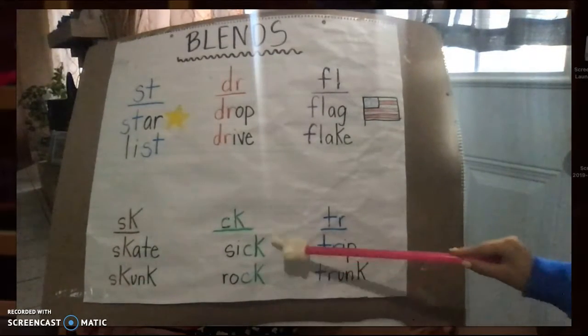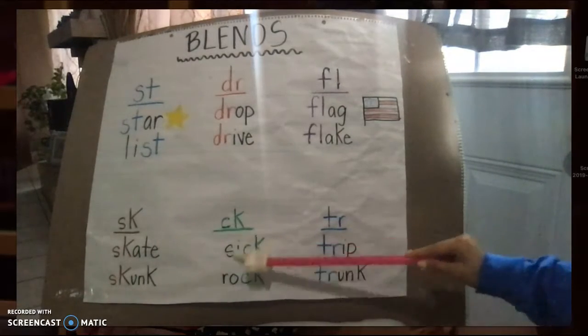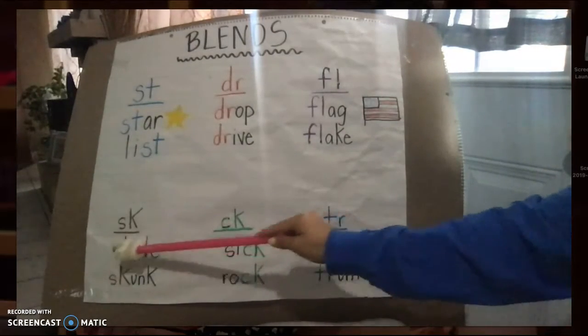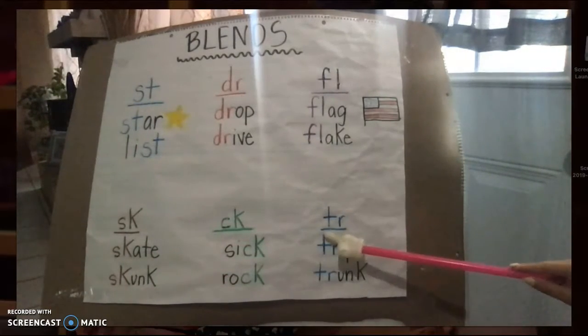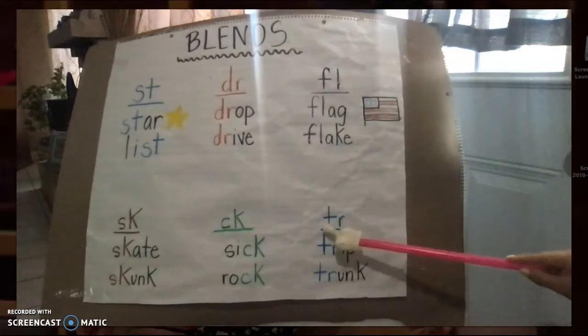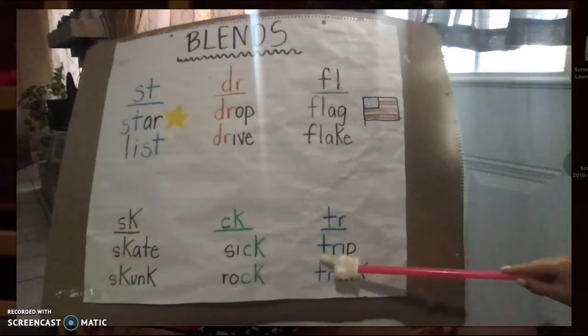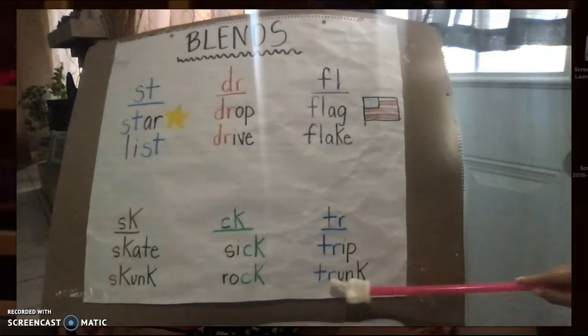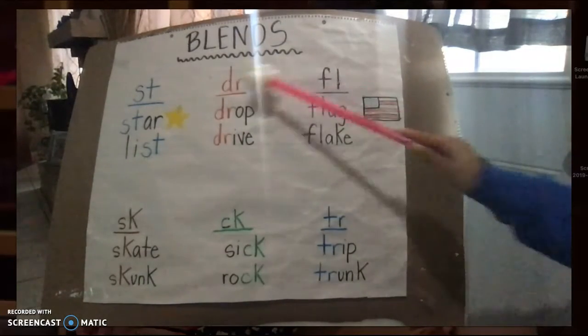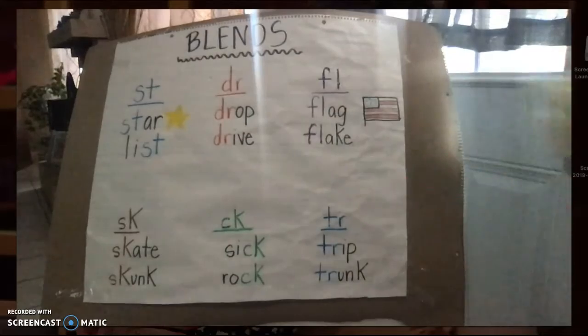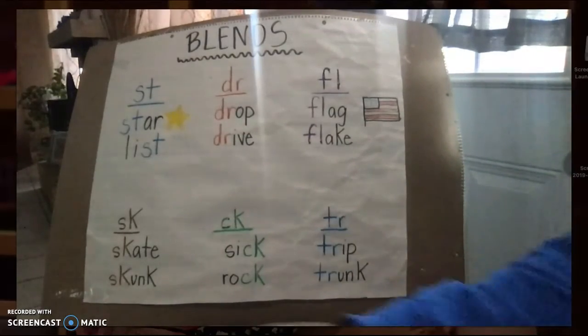Alright, notice how these blends were at the very end, and if we go back here, these were at the very front. Okay, and last but not least, we have a T and an R. Tr. First word we have is trip, and next one we have is trunk. Alright, this is just a review of some blends that we have learned throughout the year.